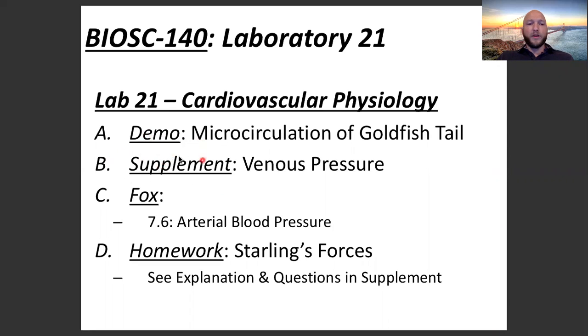Next up, we're going to do a part out of the supplement Lab 21 section on venous pressure. Then we're going to jump over to FOX 7.6 for arterial blood pressure. And then we're going to have a worksheet, some homework on Starling's forces. See the explanation and questions in the supplement. So let's move on.